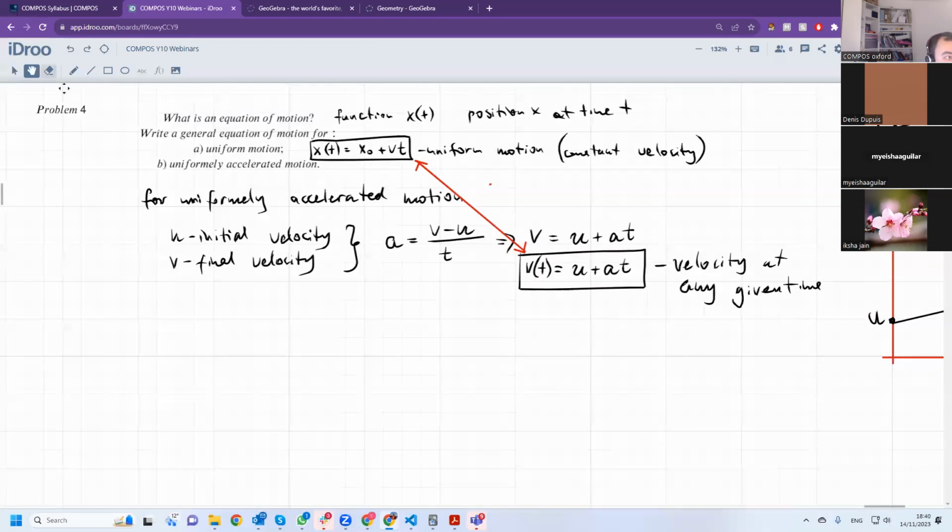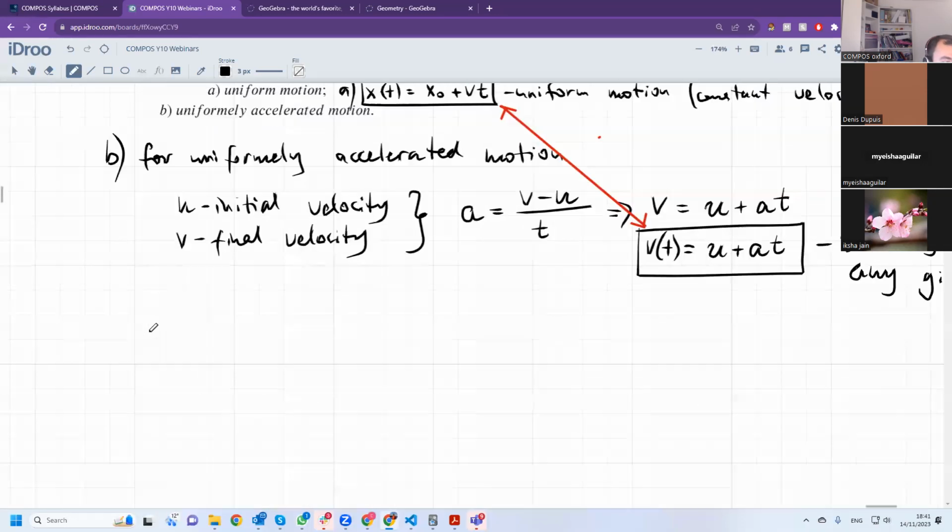Now from here, when you're talking about uniformly accelerated motion, this is A, B. Now we can say that with the uniformly accelerated motion, the distance traveled is the average velocity multiplied by time. But the average velocity is u plus v divided by 2. It's v1 plus v2 divided by 2. So the initial velocity plus the final divided by 2. So you've got the average velocity multiplied by time.